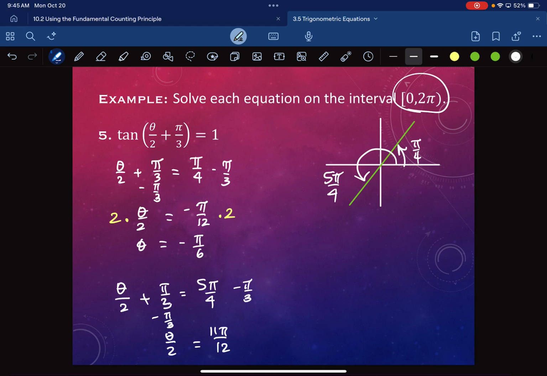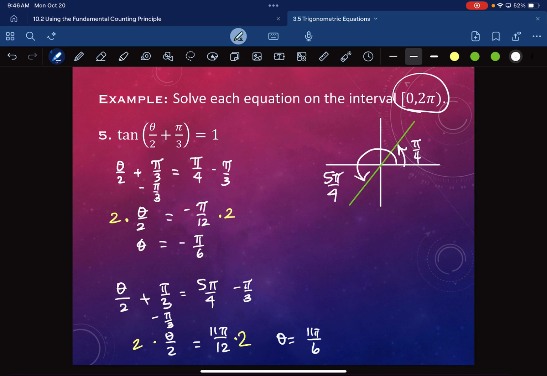Okay, pretty good? Cool. What's my next step? Multiply by 2. So if I take 11 pi over 12 and I multiply by 2, what am I going to get? 11 pi over 6. Now, 11 pi over 6, is that on the interval I'm looking at?